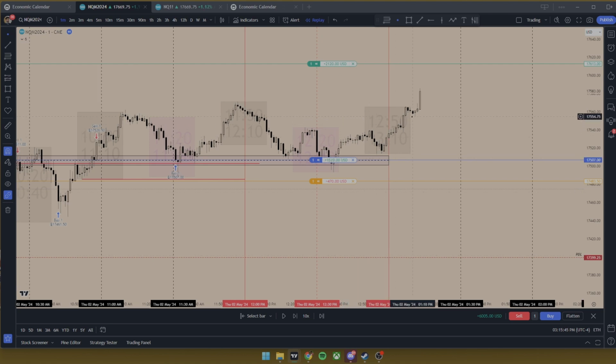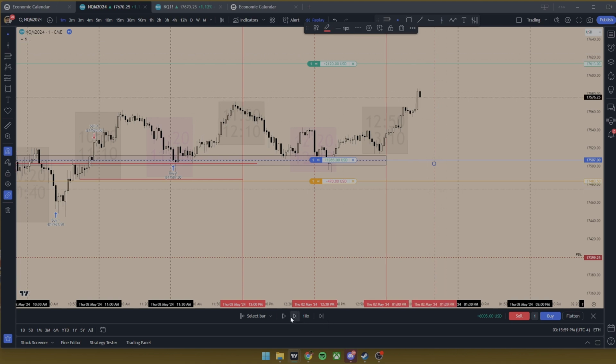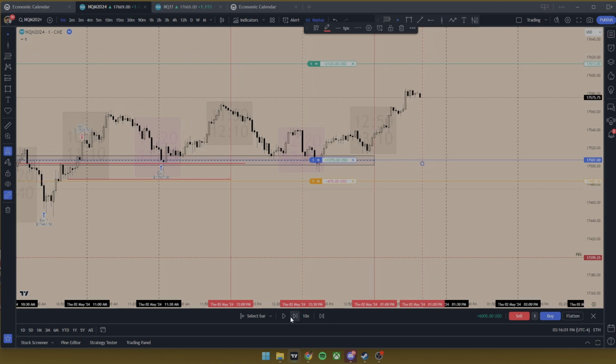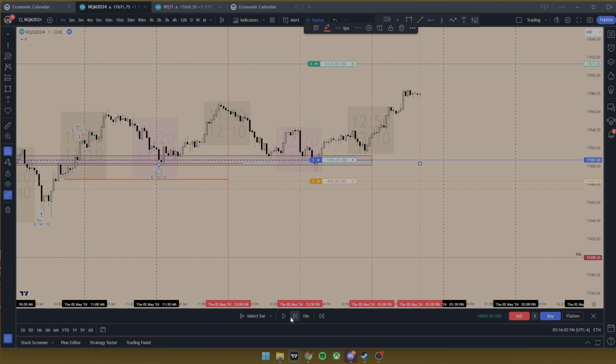This macro ends. Where's our next macro? Look at this next cycle. 10 minutes beforehand, this is where our next macro starts. What do you think is going to happen here? Do you think we're going to retrace into this fair value gap? Or do you think we're going to send price to our objective? Remember what we talked about earlier with fair value gaps.